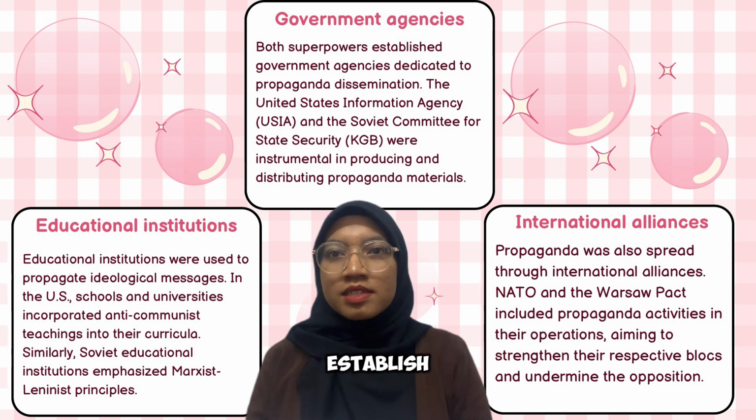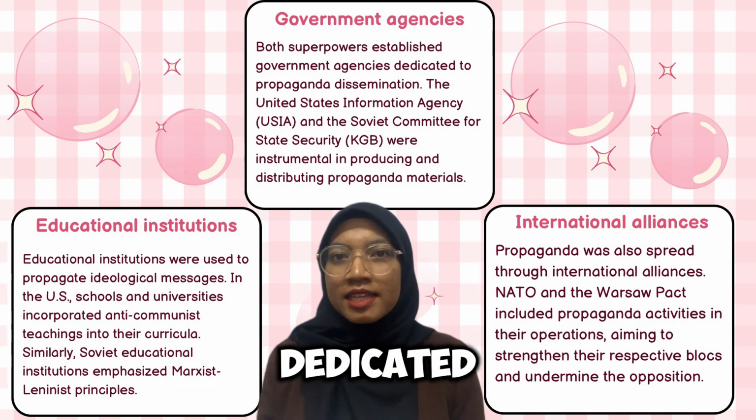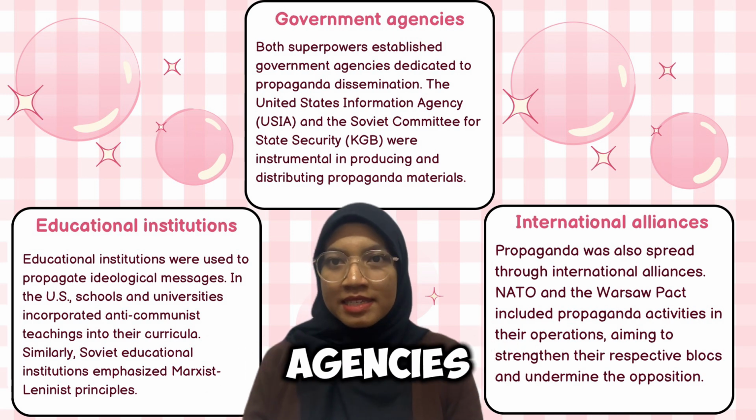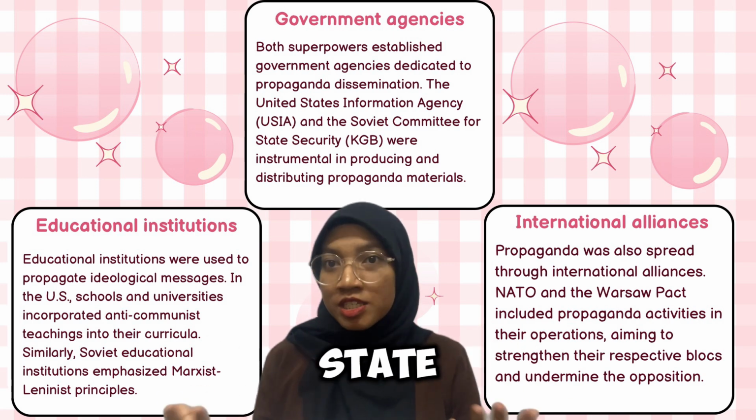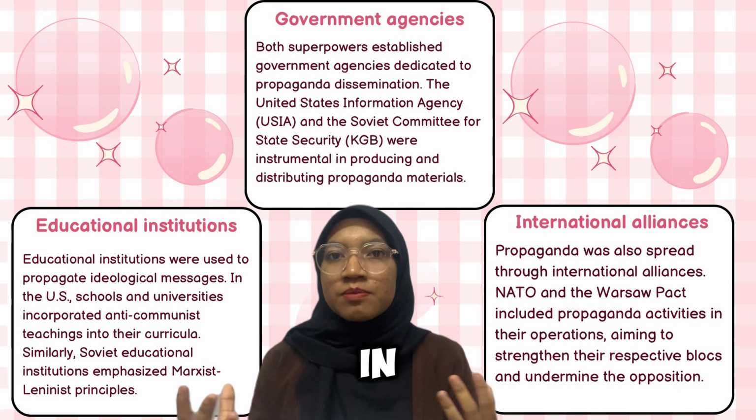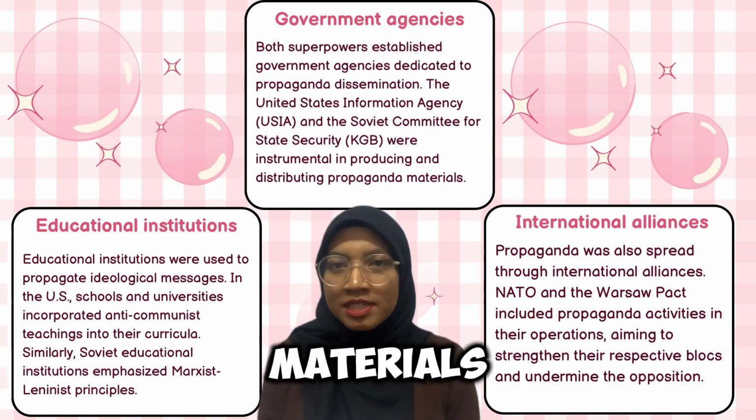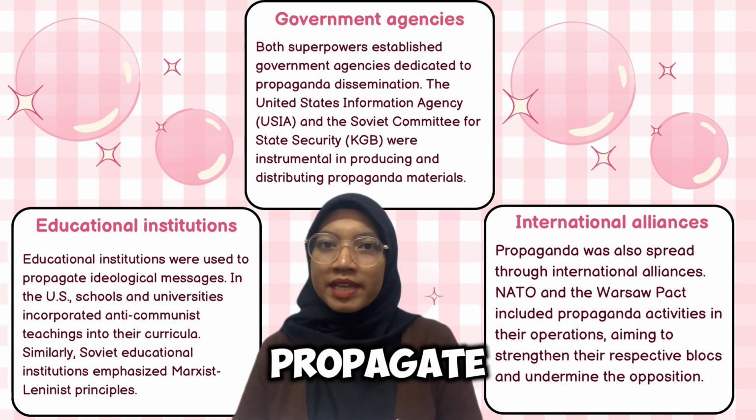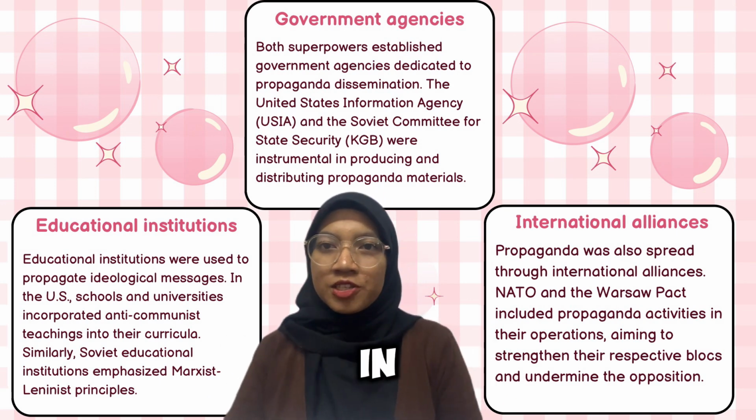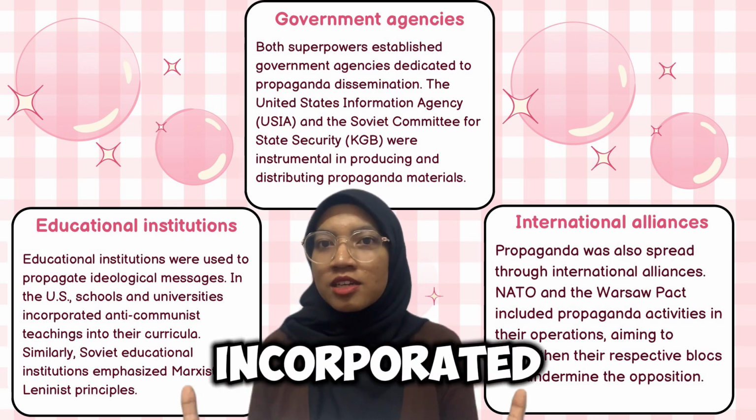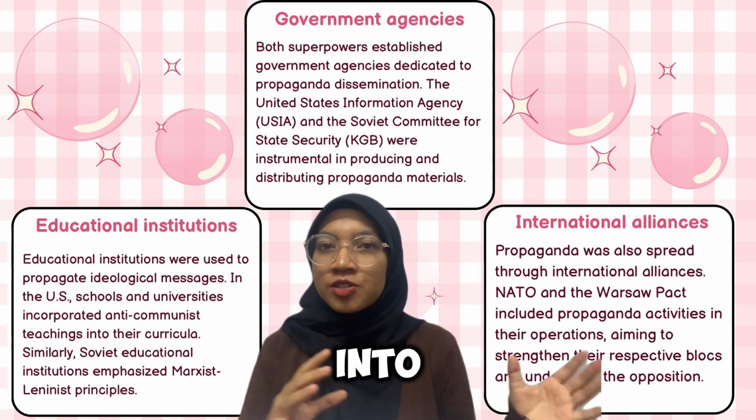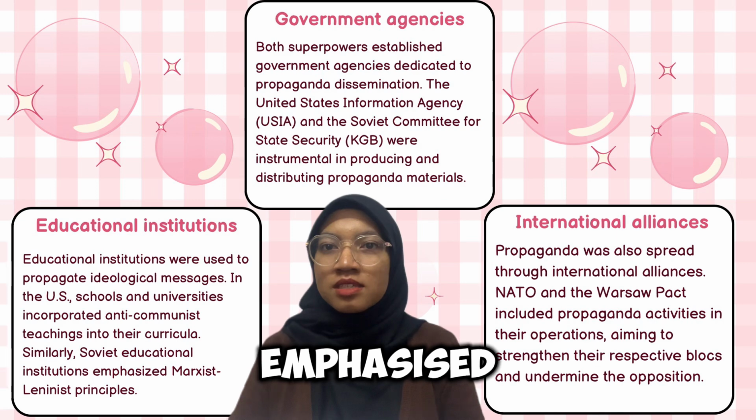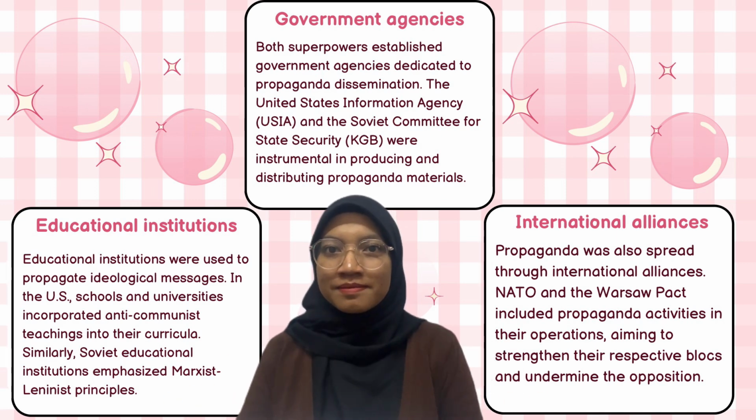Both superpowers established government agencies dedicated to propaganda dissemination. The United States Information Agency and the Soviet Committee for State Security were instrumental in producing and distributing propaganda materials. Educational institutions were used to propagate ideological messages. In the US, schools and universities incorporated anti-communist teachings into their curriculum. Similarly, Soviet educational institutions promoted Marxist-Leninist principles.